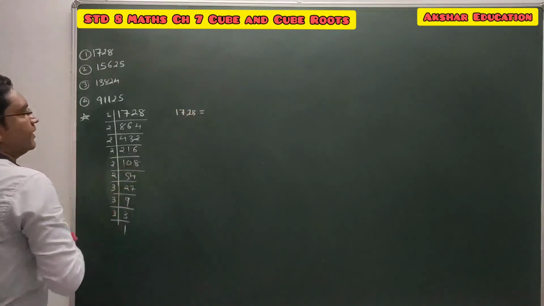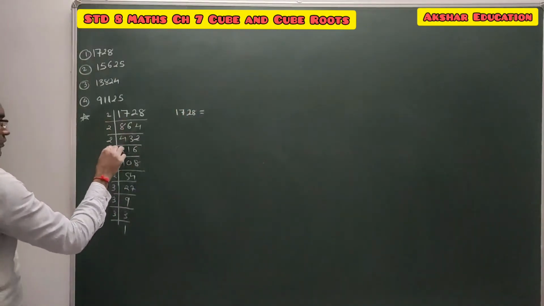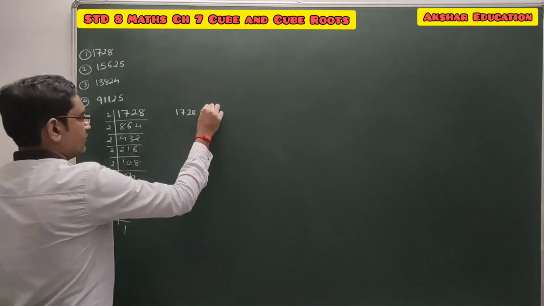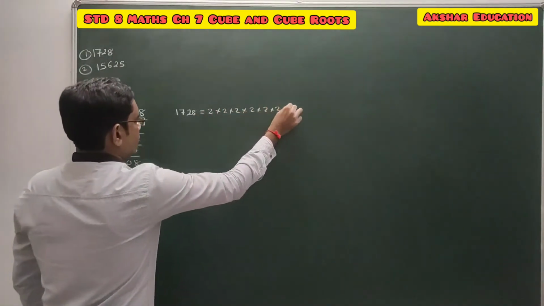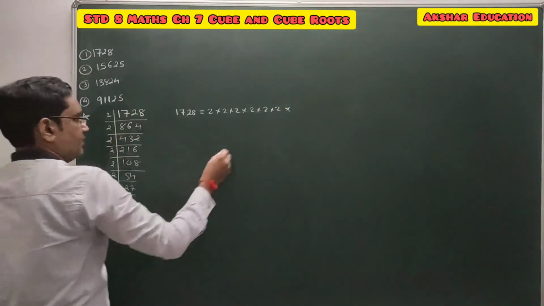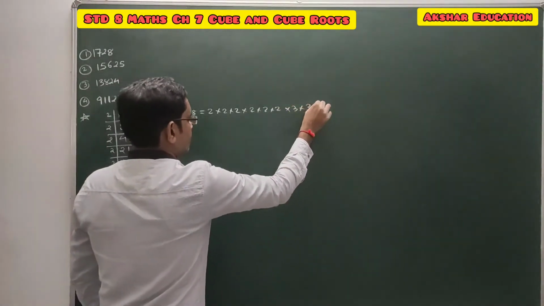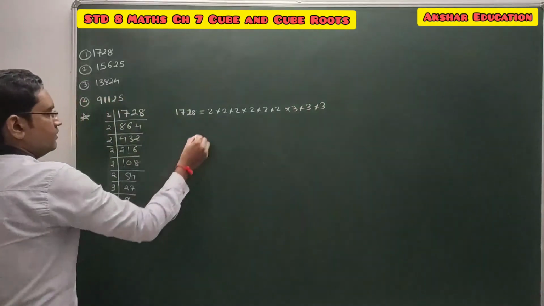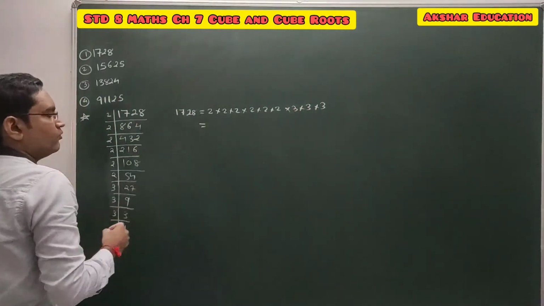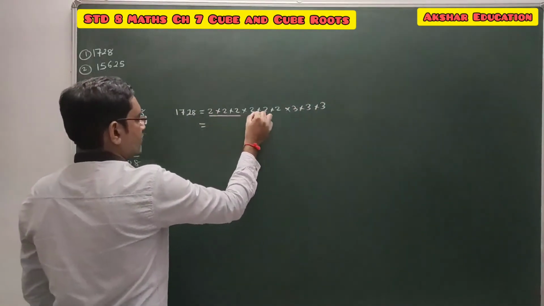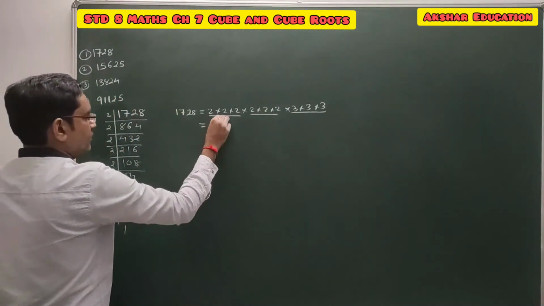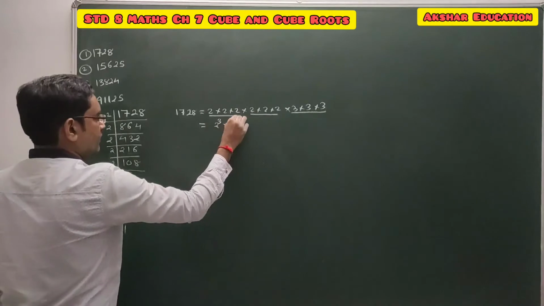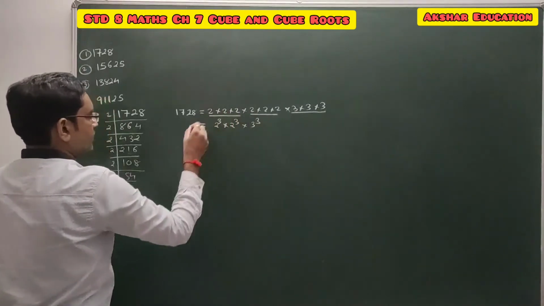1728 factors are 1, 2, 3, 4, 5, 6: 6 times 2 and 3 times 3. Done? Then you have to make the group of 3 factors. This is first group, second group and third group. So this one is 2 cube, this one is 2 cube and this one is 3 cube.